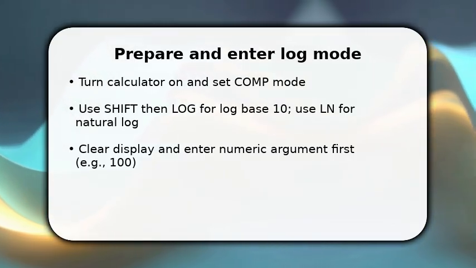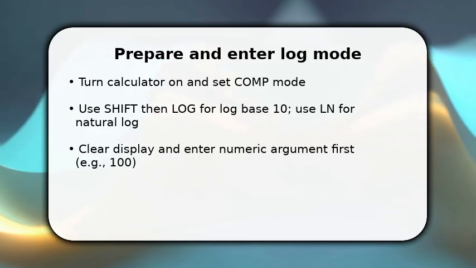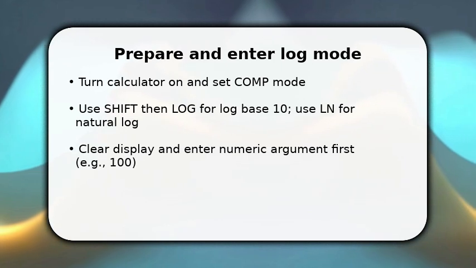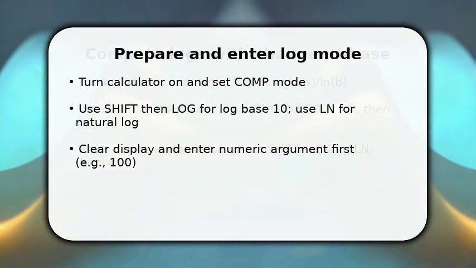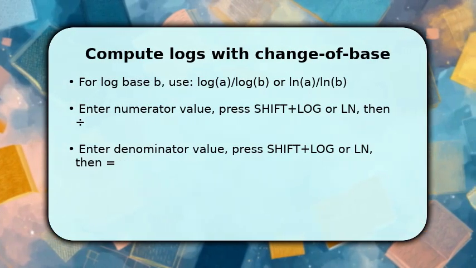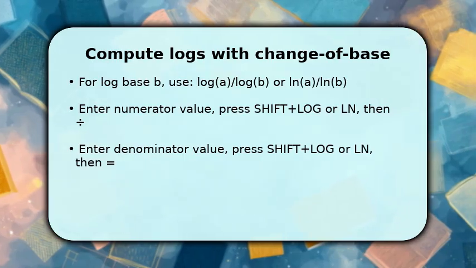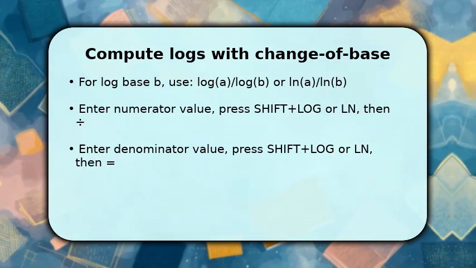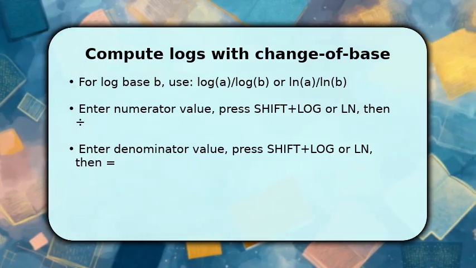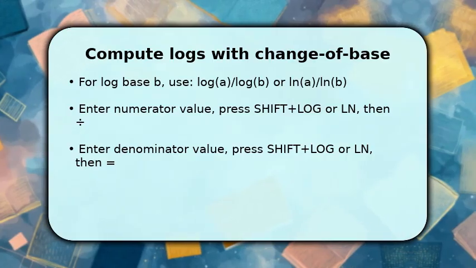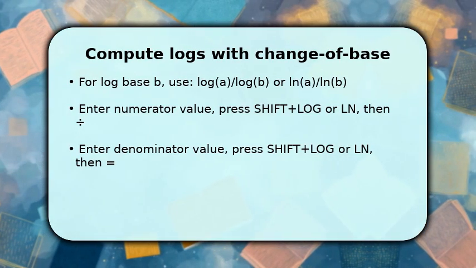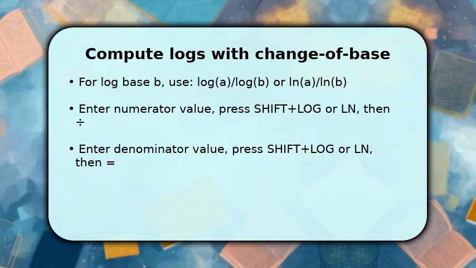If you need a base other than 10 or e, prepare the second operand for the change of base step next. You continue by applying the change of base formula when the calculator lacks a direct base key. Enter the argument a, then press Shift plus log or ln to wrap it as log a. Next, press the division sign and enter the base b, then again Shift plus log or ln to form log b. Once the expression reads log a divided by log b, press equals to evaluate.